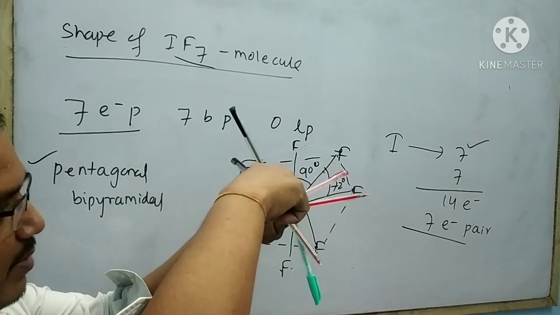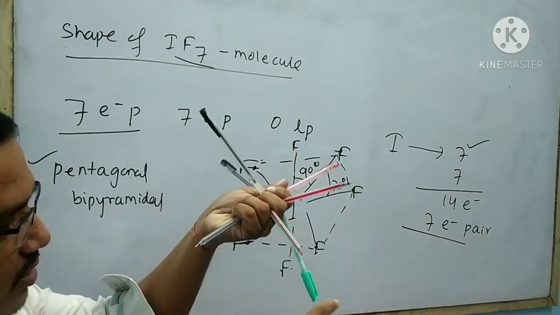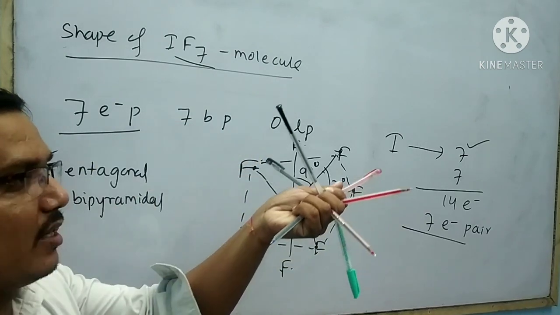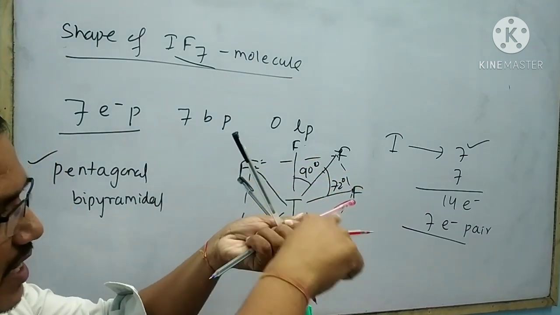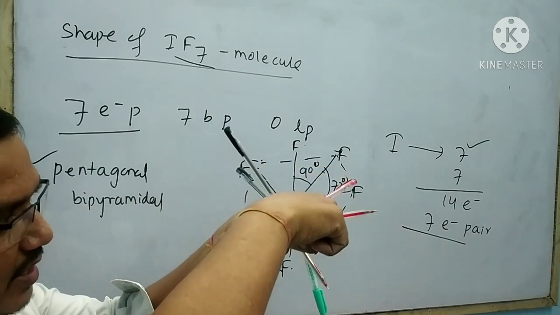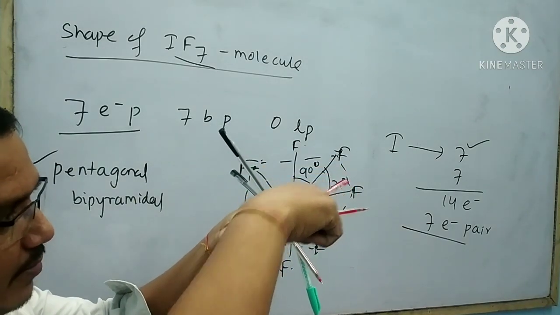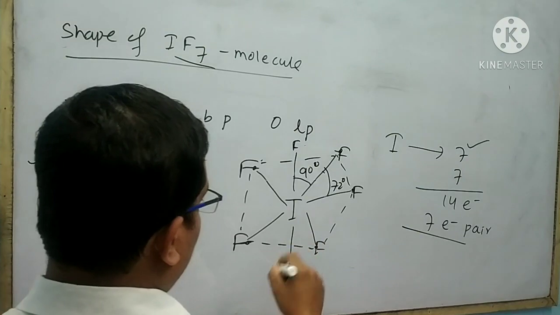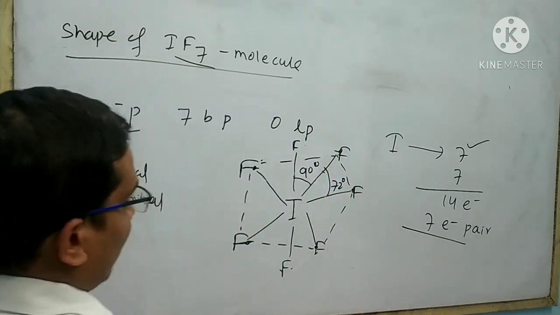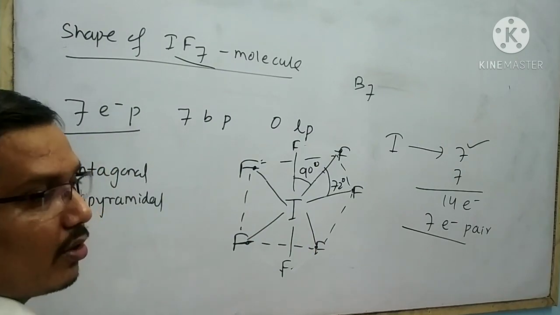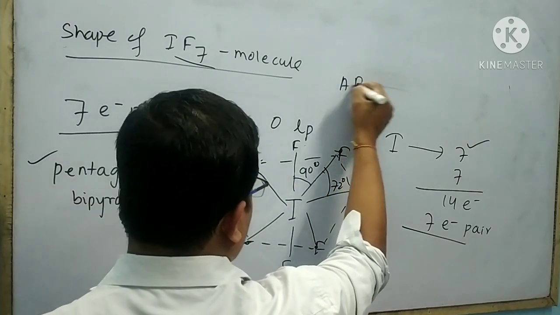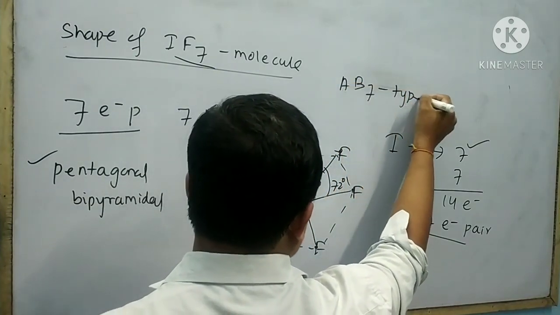Here iodine is present and all the positions are occupied by 7 fluorine atoms. Here this angle is 90 degree, but this angle is 72 degree. Since in the IF7 molecule there are 7 bond pair, IF7 molecule belongs to AB7 type molecule.